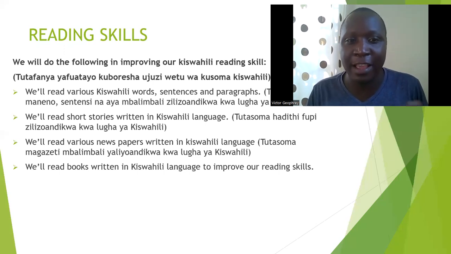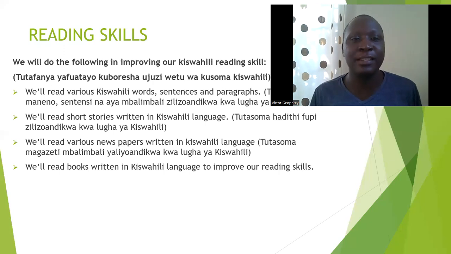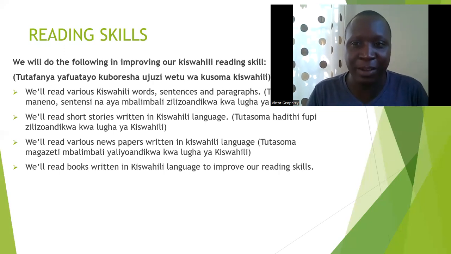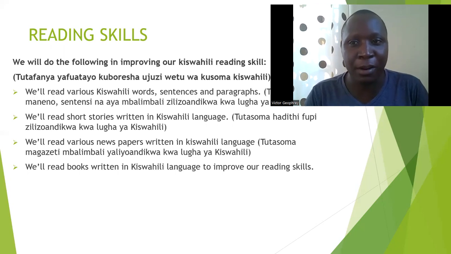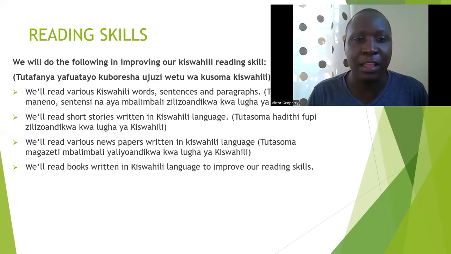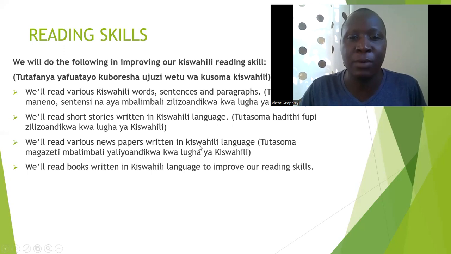Also read various newspapers written in Kiswahili. We have various Kiswahili newspapers. Then we read them. If we are able to understand those newspapers written in Kiswahili, we know that we have improved our reading skill. If we read it properly, pronunciation properly, everything's proper, we say that we have improved our Kiswahili reading skill. We read various newspapers written in Kiswahili language.